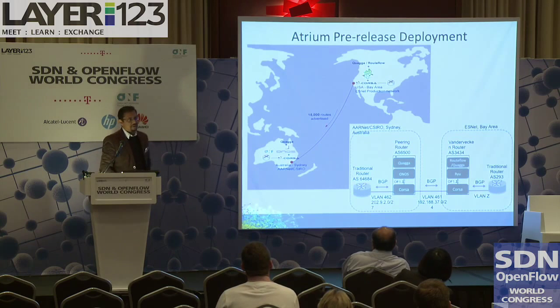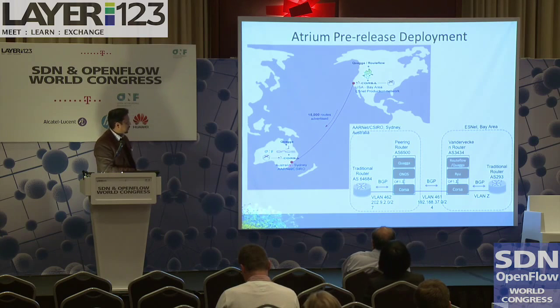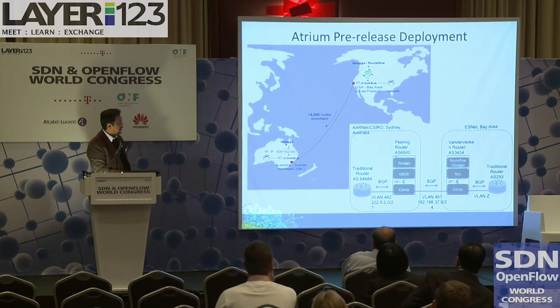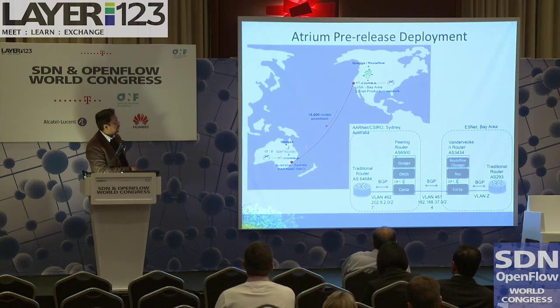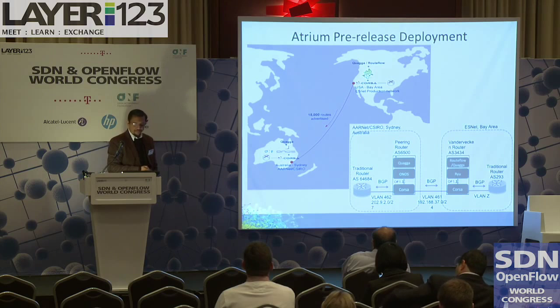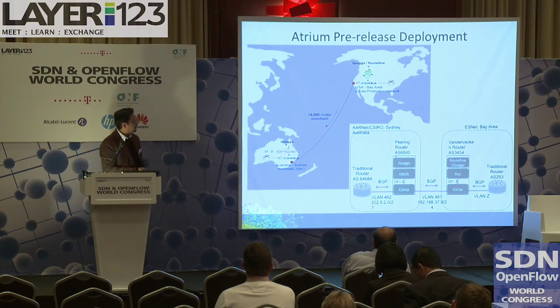So we've done some pre-release deployments. One of them was in Australia, where we worked with a carrier over there called RNet, and they put one of our stacks in Sydney, and that did BGP peering over the Pacific with another stack that was at ESnet in Sunnyvale in the Bay Area. And we exchange about 15,000 routes across the Pacific.